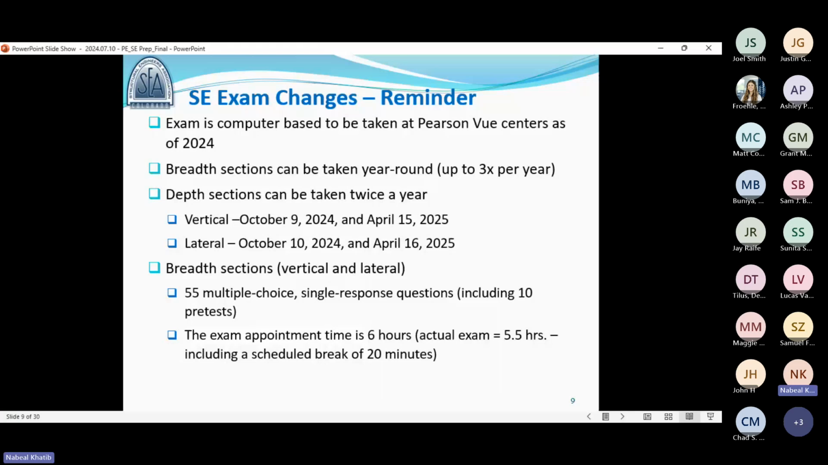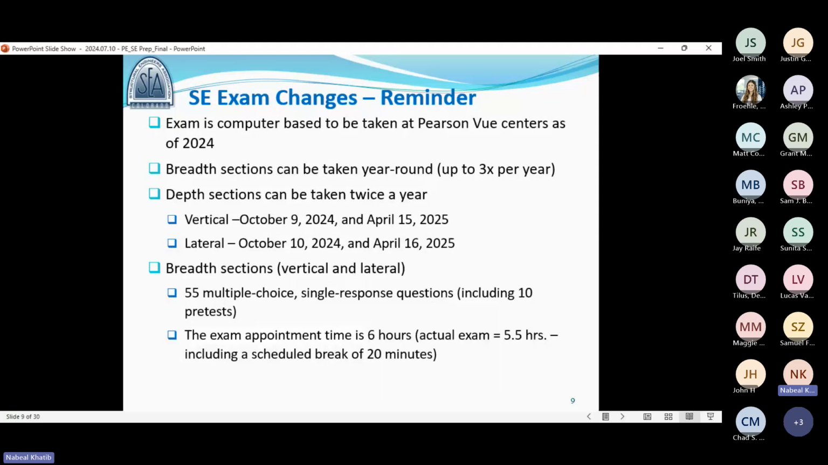The breadth portion for the vertical or the lateral would be 55 only multiple choice, 1 single response, and they will include 10 pre-test questions. Sadly, nobody knows which are the pre-test questions. Therefore, you want to try your best to get all the 55 questions correctly.